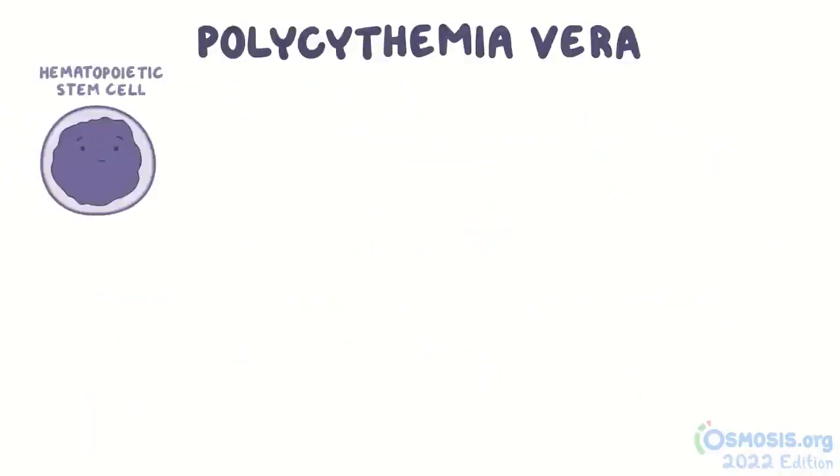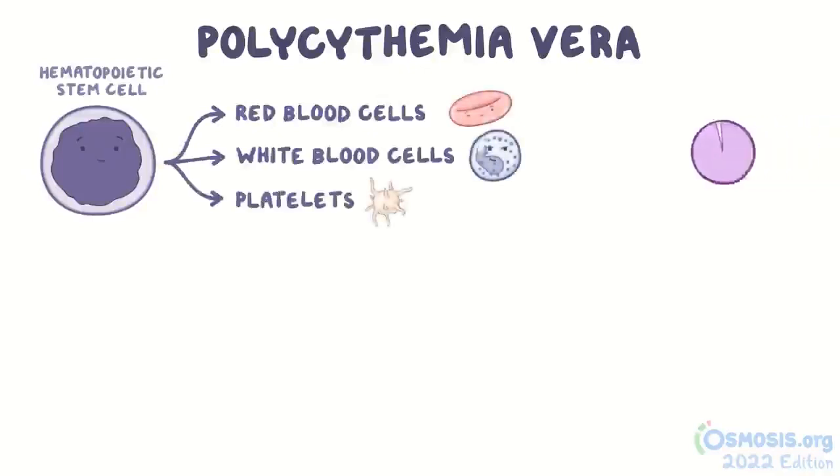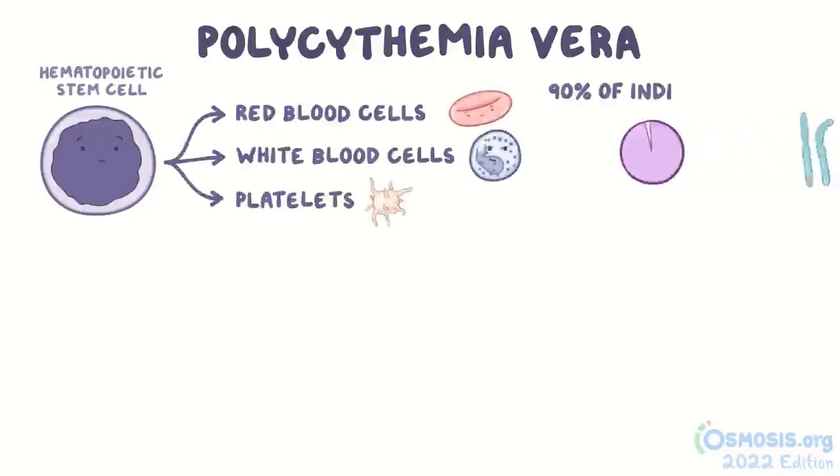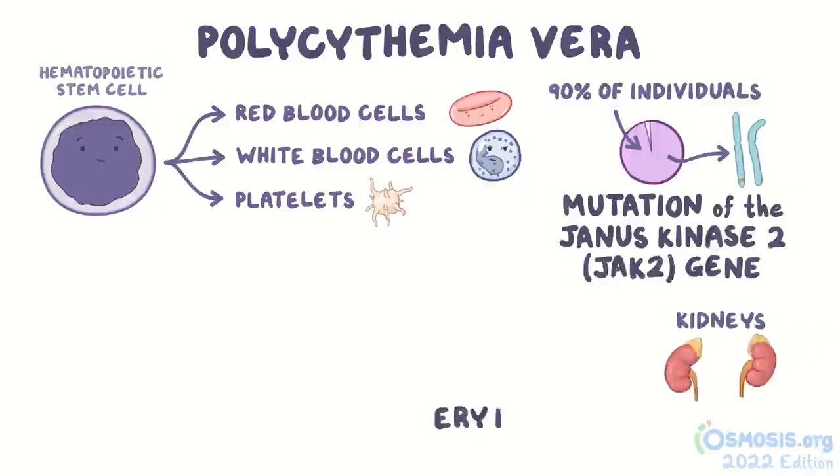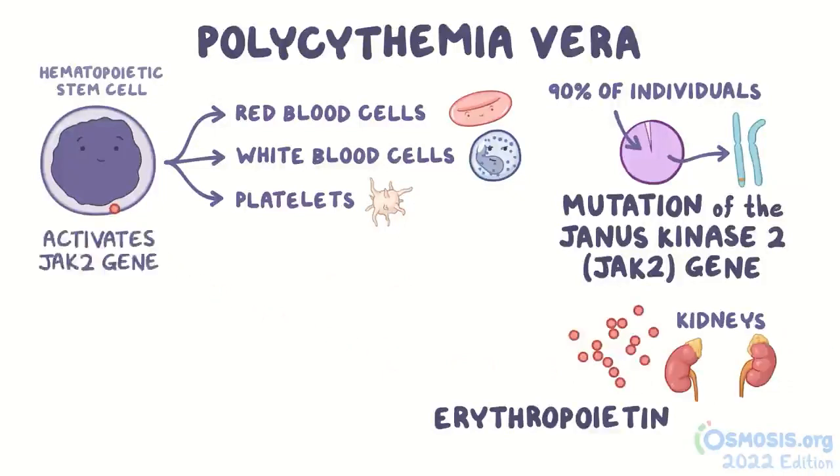In polycythemia vera, there's an increase in red blood cell production. It typically begins with a mutation in a single hematopoietic stem cell, which gives rise to red blood cells, white blood cells, and platelets. In 90% of the affected individuals, there's a mutation of the Janus kinase 2, or JAK2 gene. Normally, the kidneys produce erythropoietin, which is a hormone that binds to receptors on the hematopoietic stem cells and activates the JAK2 gene. When that happens, it causes a cell to divide and thus produce more blood cells.